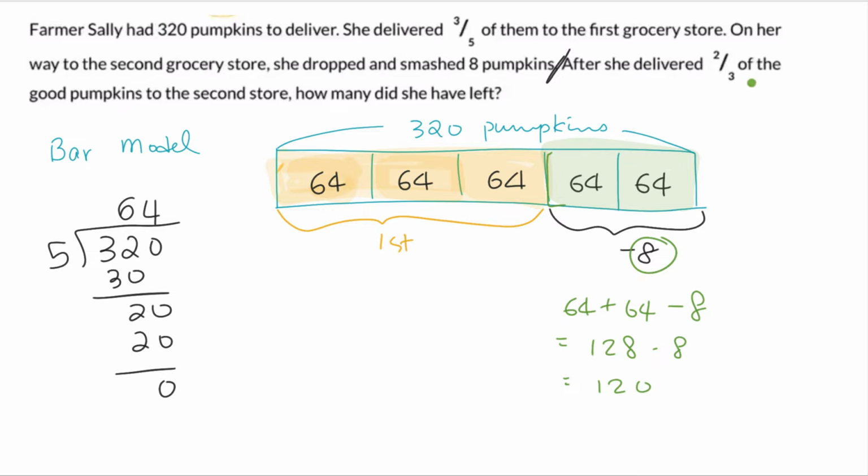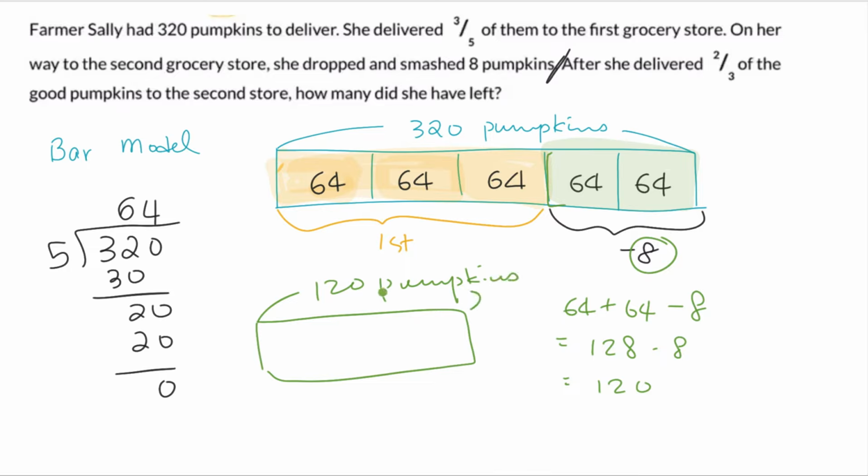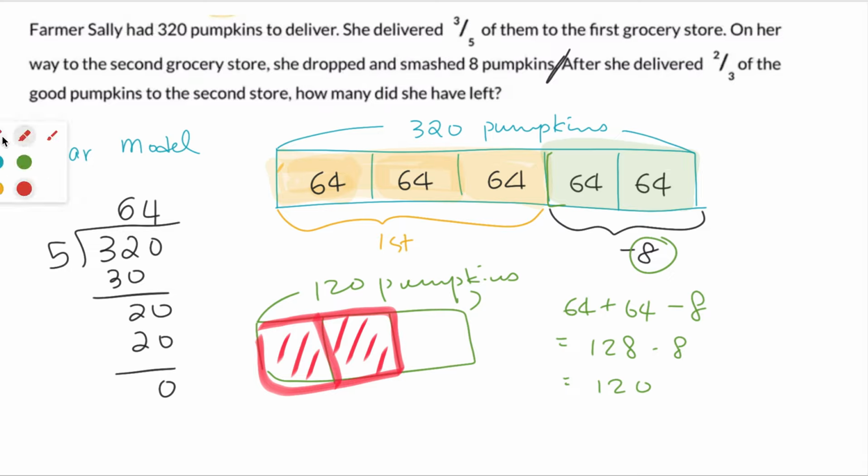But she delivered 2/3 of the good pumpkins only, so we need to consider those 120 pumpkins here. So this is 120 pumpkins that were to be delivered to the second grocery store. 2/3 of them. So we need to show that 2/3 of that, let's use this color, 2/3 of that should be this much part, right? This is 1/3, and that's another 1/3. So that's 2/3. 2/3 of the good pumpkins out of 120 pumpkins to the second store.